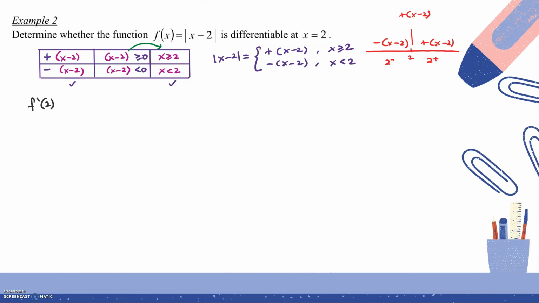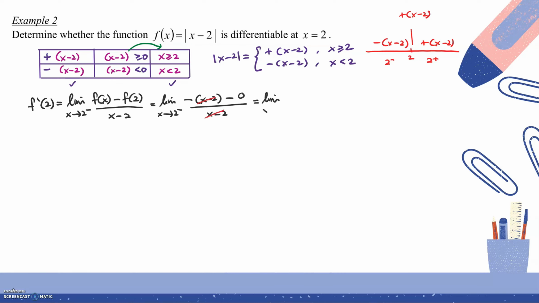Now f prime 2 is equal to the limit as x approaches 2 from the left of f(x) minus f(2) divided by x minus 2. So we have here the limit as x approaches 2 from the left. f(x) is negative (x minus 2) minus f(2). f(2) is equal to 0, divided by x minus 2. So we have the limit as x approaches 2 from the left of negative 1. So this will be equal to negative 1.